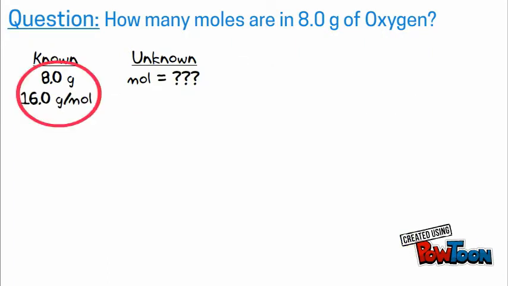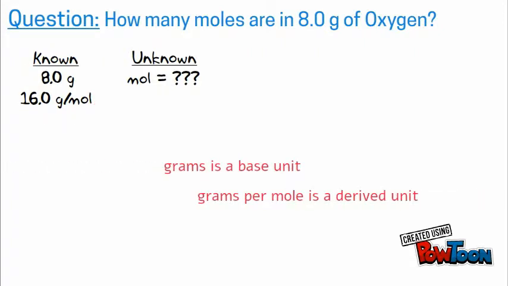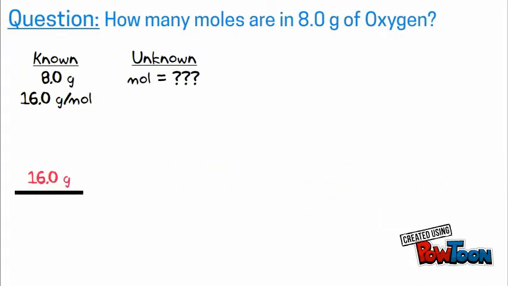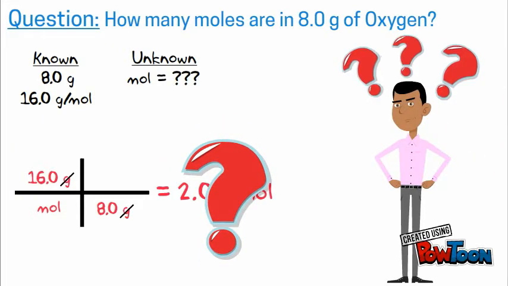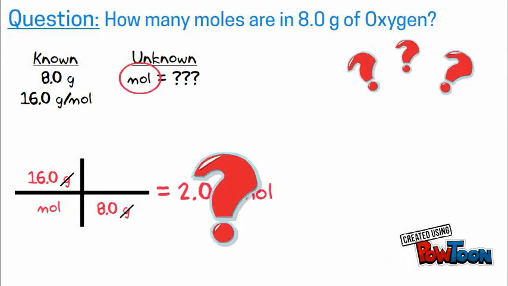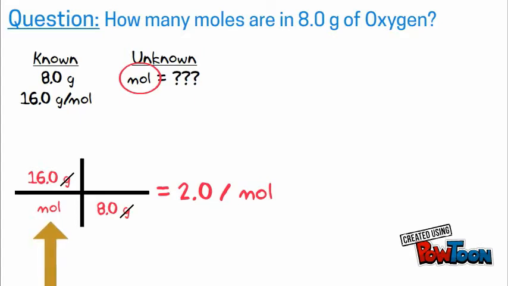So again, we have two pieces of information to start with. Now last time, we started with the number that had derived units, 1.5 grams per cubic centimeter. Let's do that here with 16.0 grams per mole. In order for the grams to cancel out, we need to put the 8.0 grams on the bottom. Solving this, we get 2.0 per mole. What the heck does that mean? Well, it means that the units we wanted have ended up on the bottom of the fraction instead of on the top.